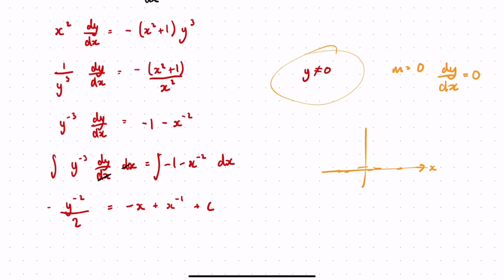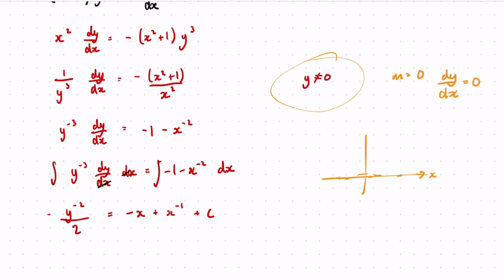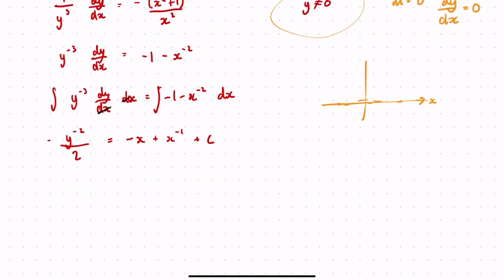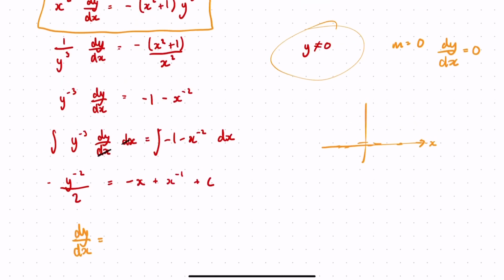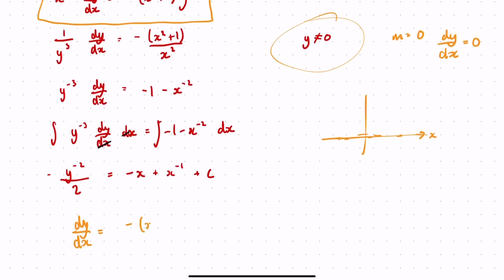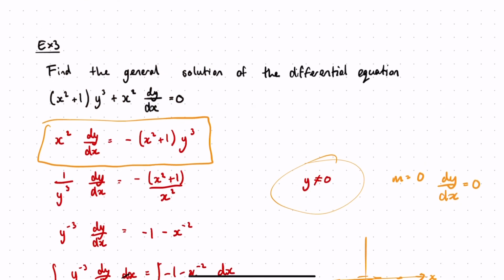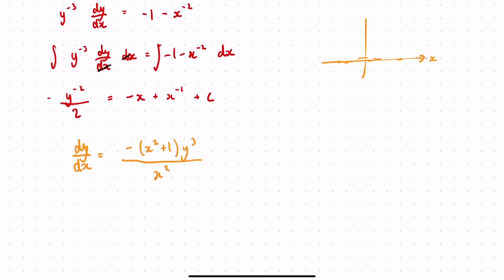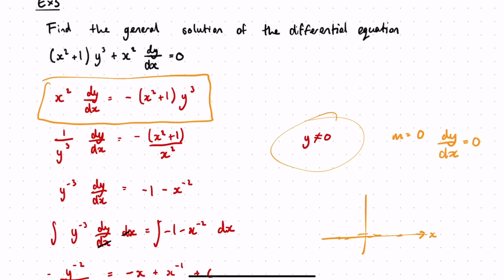Does this work? Well, when I rearrange this equation here, I get dy by dx is equal to minus x squared plus 1 y cubed over x squared. Okay, so just rearranging this to here. If y is equal to 0, then dy by dx becomes 0 divided by x squared, and for any value of x, this would be 0, because 0 divided by anything is 0. So our solution y equals 0 is actually valid, even though in our previous differential equation it couldn't be valid for that particular situation.